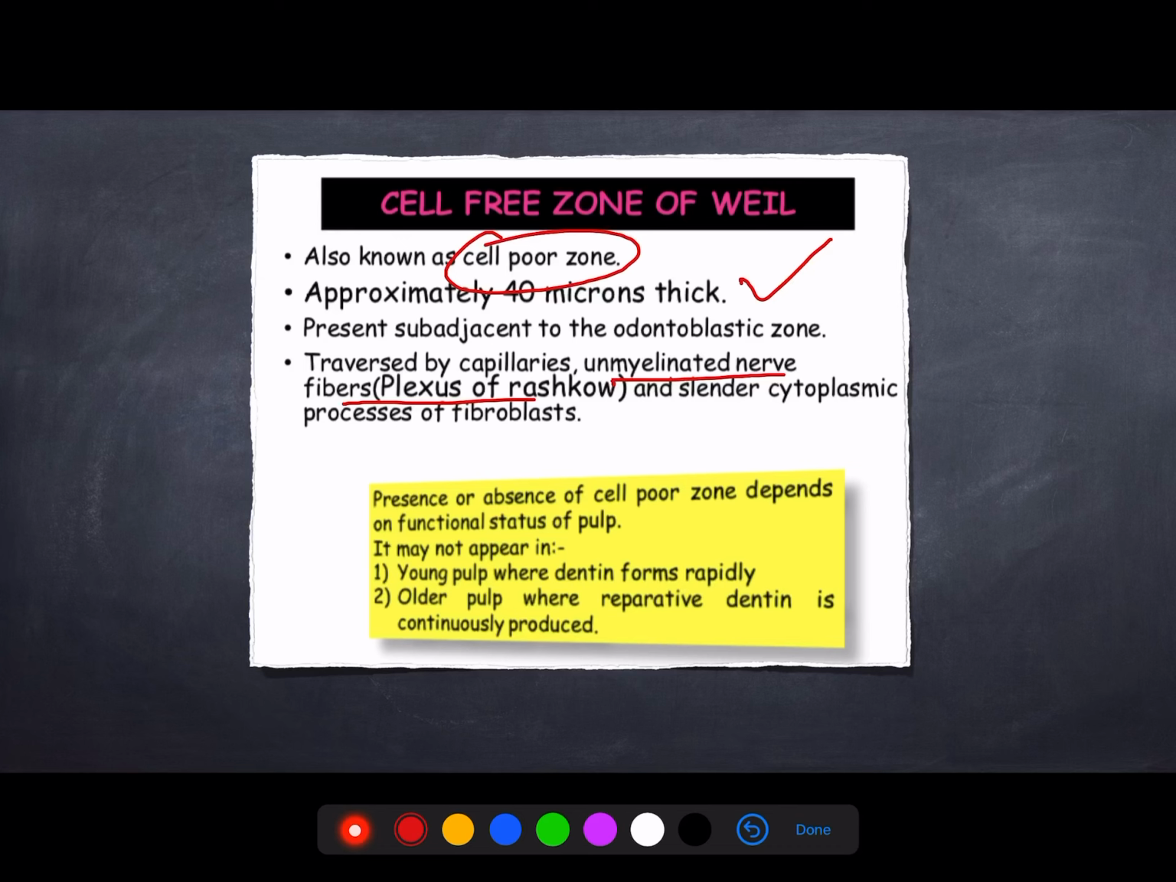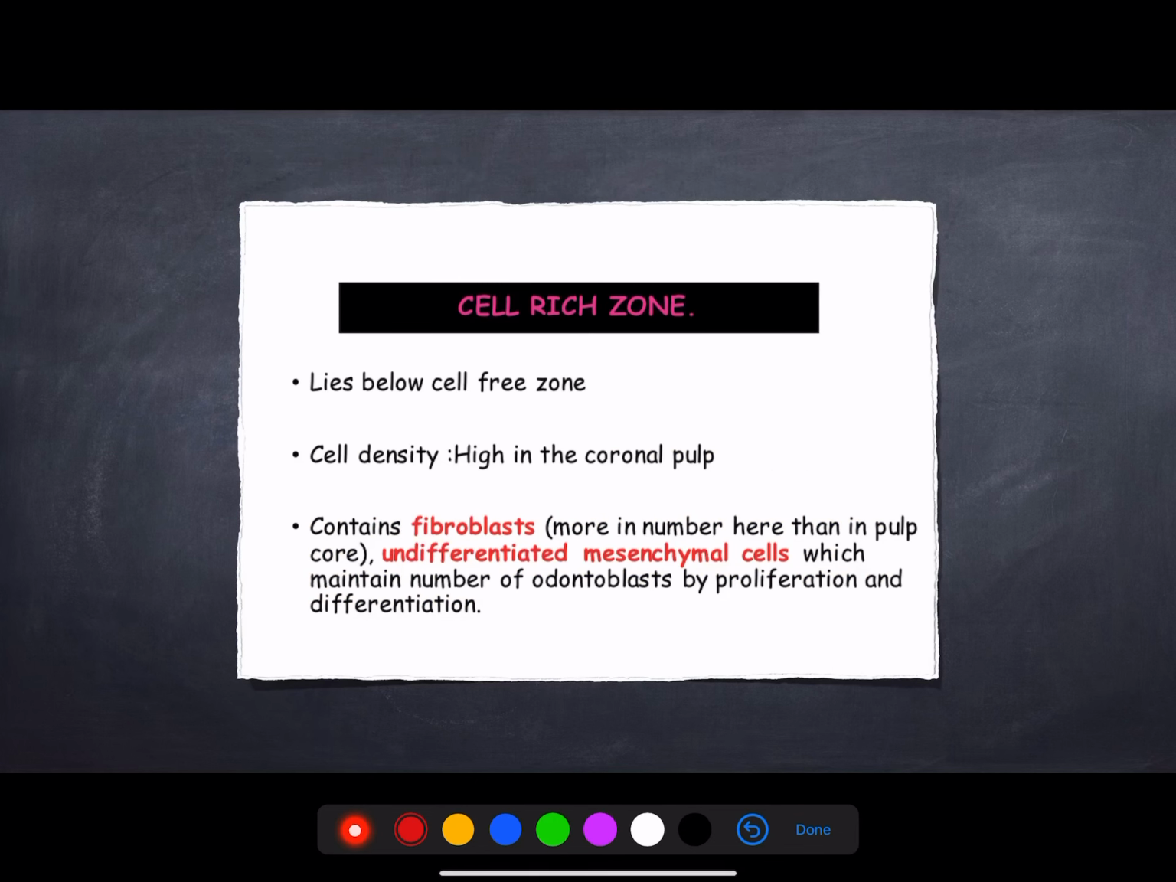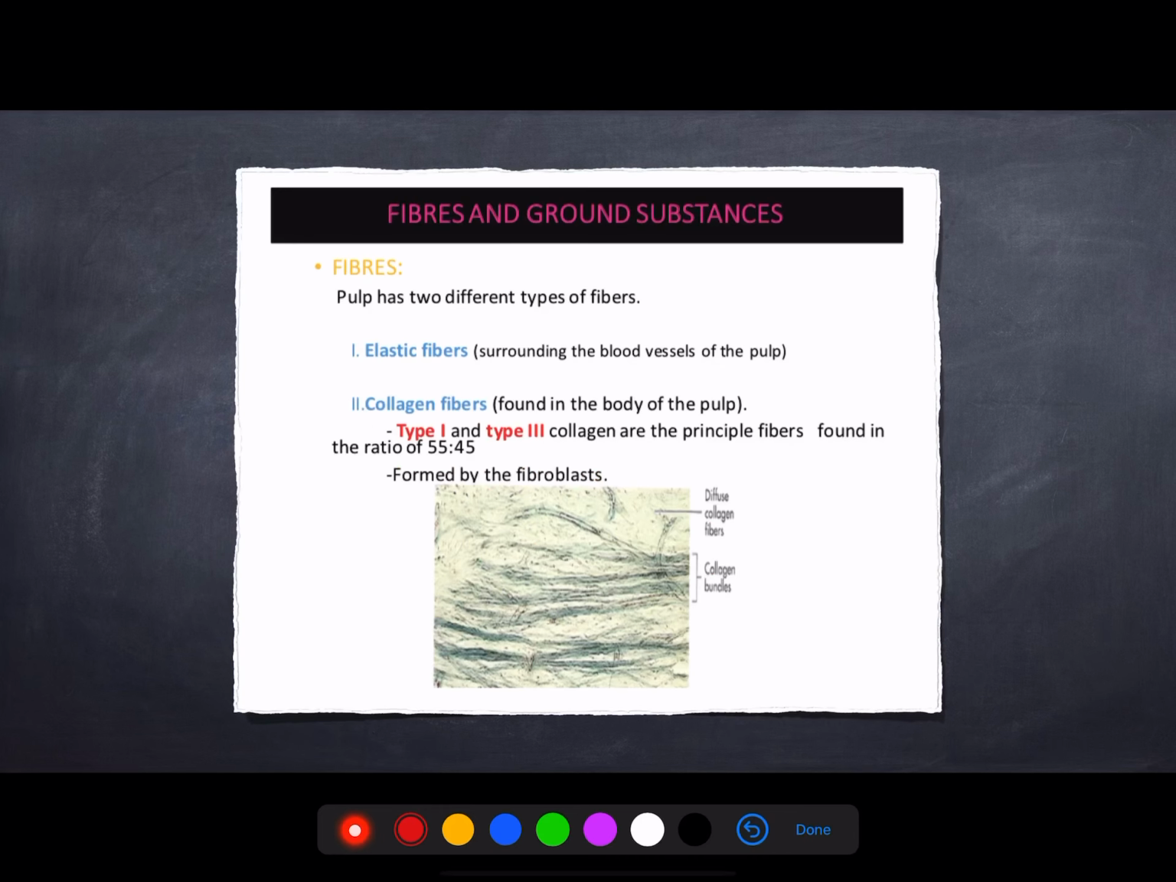It may not appear in the case of very young pulp, and it may not appear in the case of very old pulp. The cell-rich zone is filled with lots of cells. Fibroblasts are the most common cells, followed by the undifferentiated mesenchymal cells, which can differentiate into any type based upon the stimulus given by the pulp. So these are the first predominant cells, and undifferentiated mesenchymal cells are the second predominant cells.